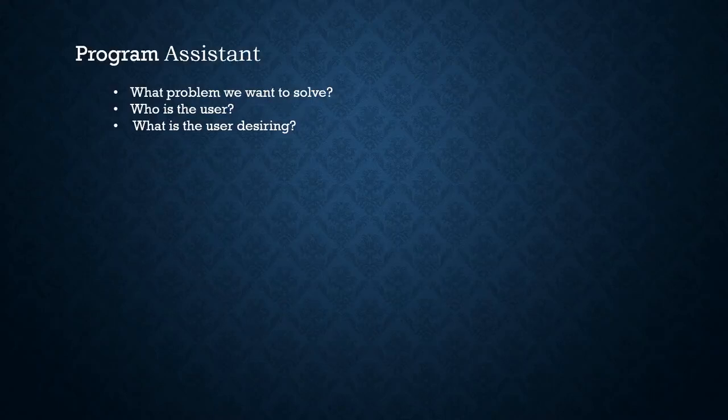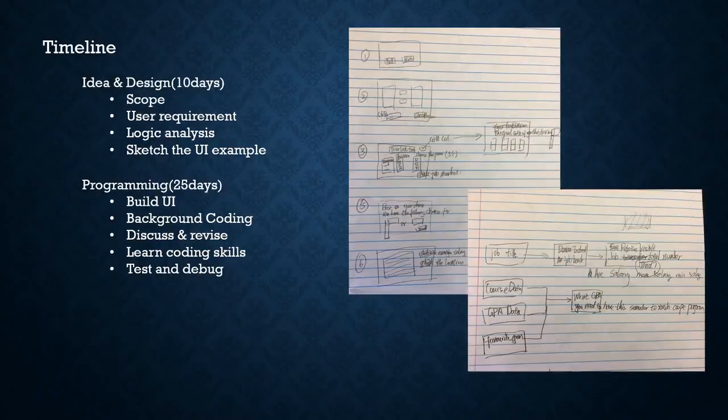I'm gonna generally talk about the timeline for our project. We spent about 10 days on idea and design, focusing on scope, user requirement, logic analysis, and sketching the user interface example. The actual programming took about 25 days. It was focused on building the user interface, background coding, discussion, revising, learning coding skills through this contest, and the last step was testing and debugging. It has not been an easy process. A lot of revising was done to make the program work and look good.